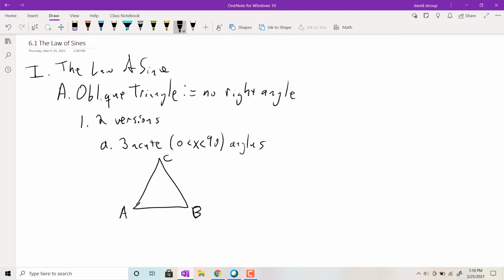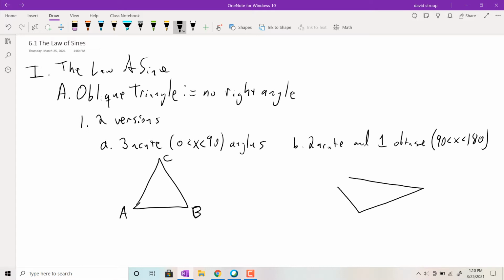The other version is where you have two acute angles, again in between 0 and 90 degrees, and then one obtuse angle. The obtuse angle is from 90 to 180. Those triangles will look something like this, where one angle will be greater than 90 degrees.